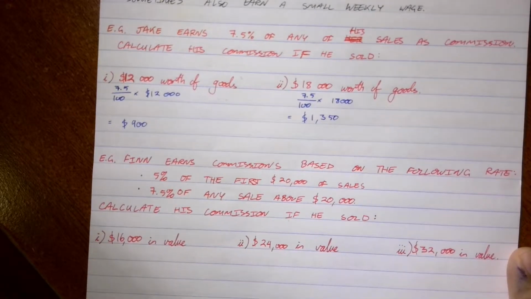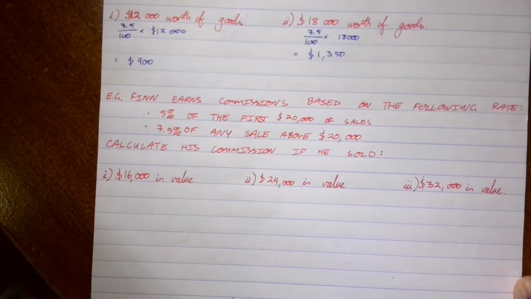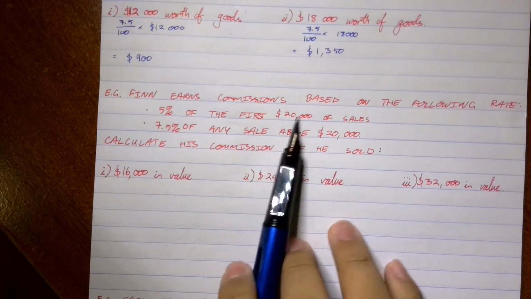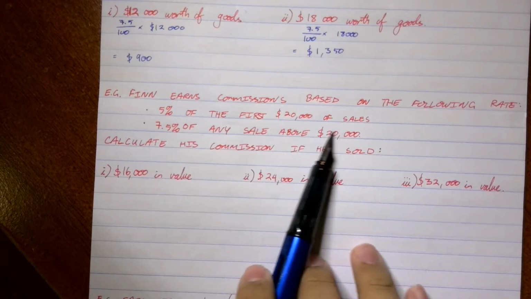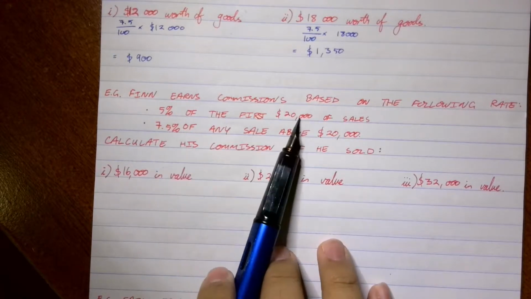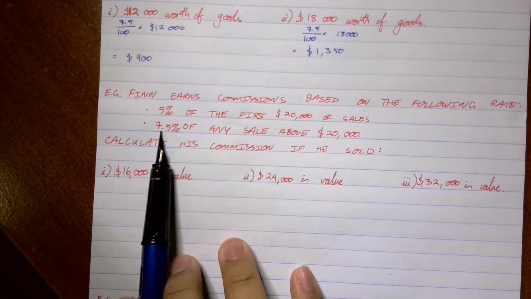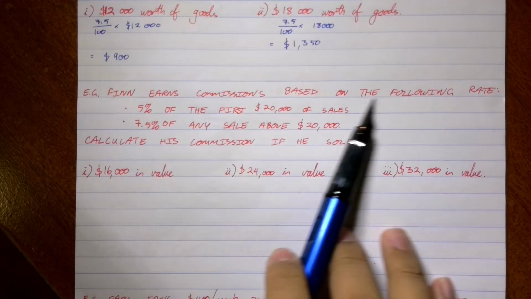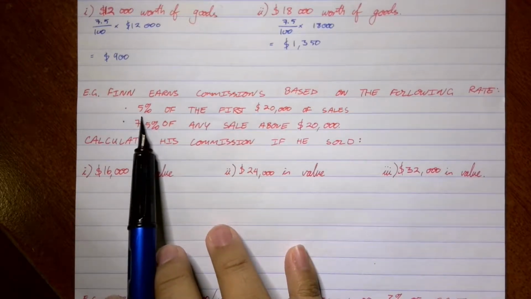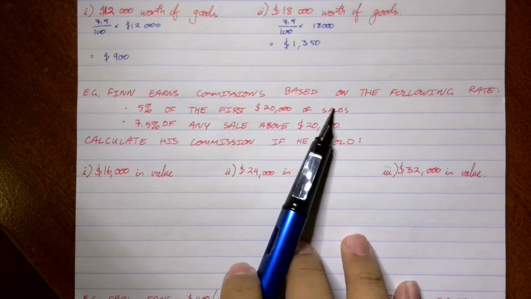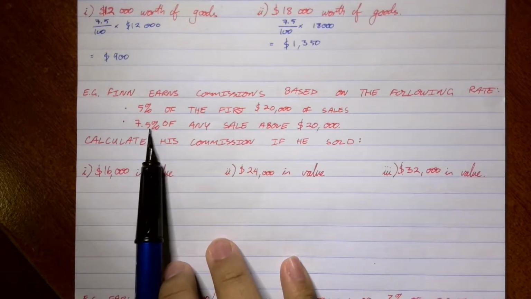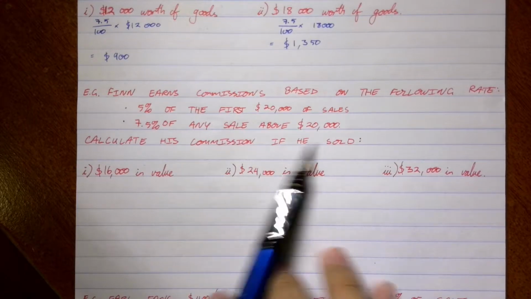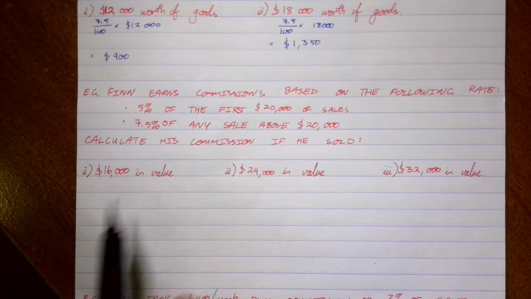Nice, simple, and straightforward. However, in some sales, you'll see in this following example that if you exceed a quota or a target, it's sort of incentivizing you to sell as much as you can, because if you sell more than $20,000, you get a higher rate of commission. Okay, so let's take a read of this question. Finn earns commissions based on the following rate. So he earns 5% of the first $20,000 of sales, but he earns 7.5% of any sale above $20,000. Calculate his commission if he sold $16,000 in value.